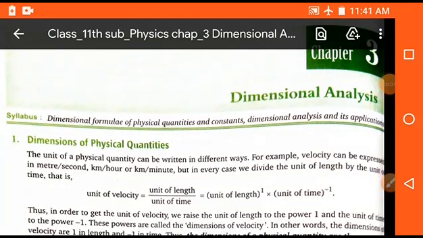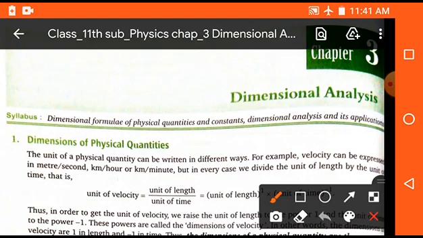In this session, we will discuss chapter number 3 of class 11th, and the name of the chapter is dimensional analysis. In this chapter, we will discuss a new method of finding the units, because we have studied only some systems of units. But here we will discuss a new method and a new representation of the units of any physical quantities. Okay students, so let's start.